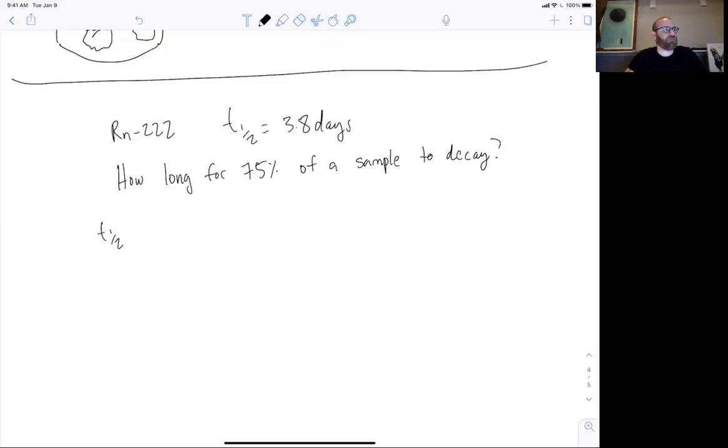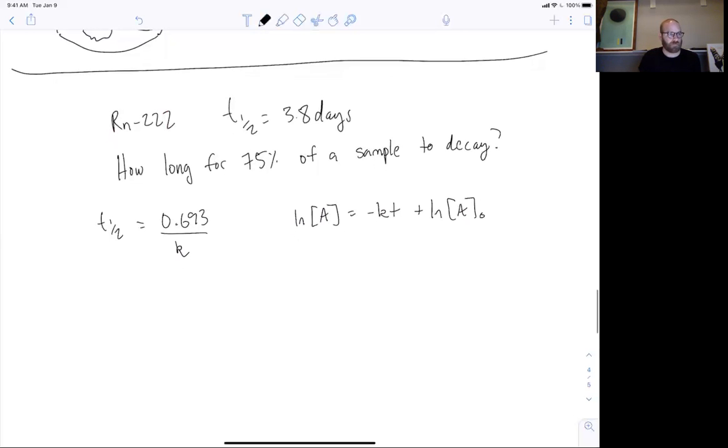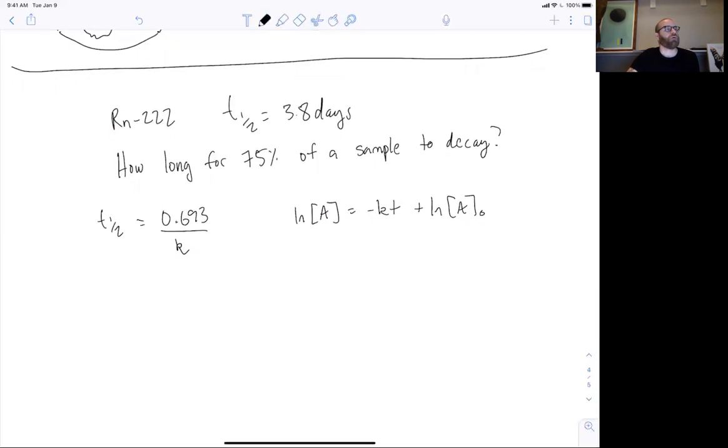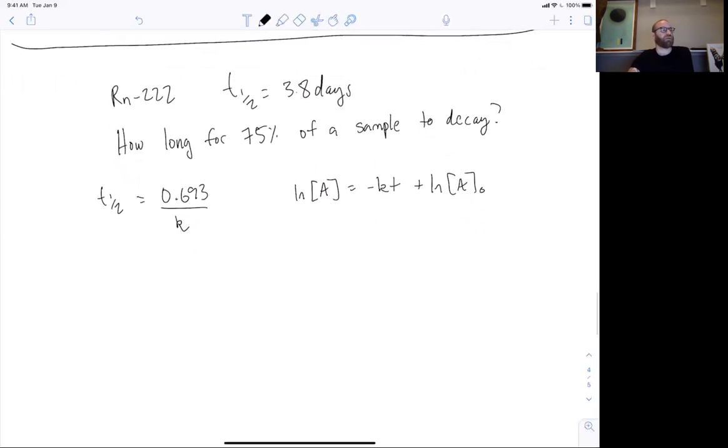So we know that the half-life is equal to 0.693 divided by k. And we know that the integrated rate law for this is the natural log of whatever the substance is, in this case radon, equal to negative kt plus the natural log of whatever our initial concentration was. So we know that our half-life is 3.8 days.